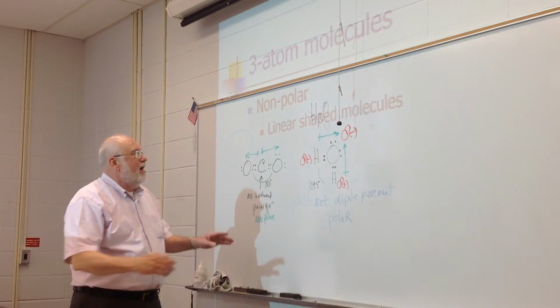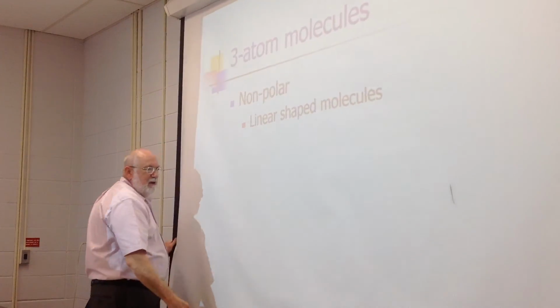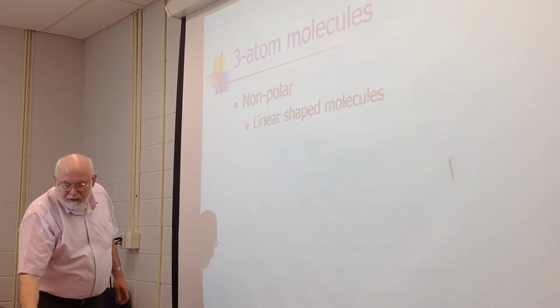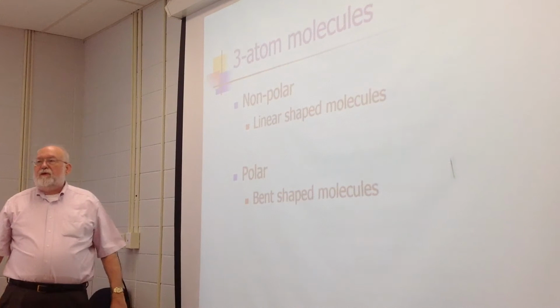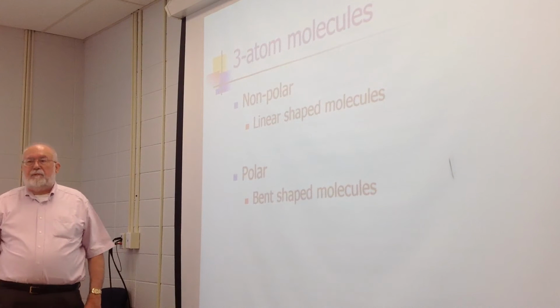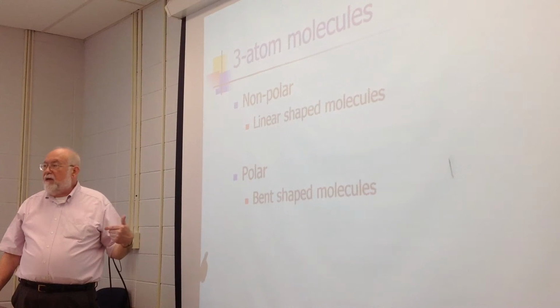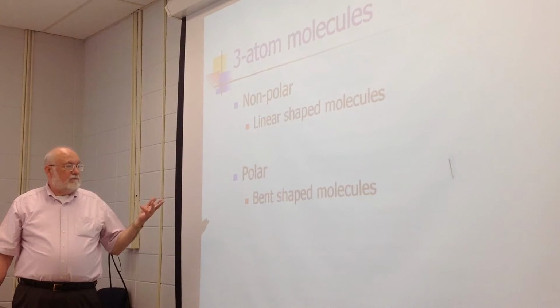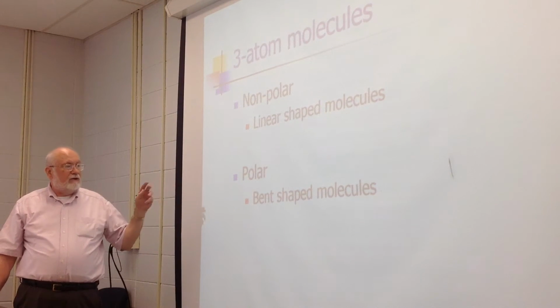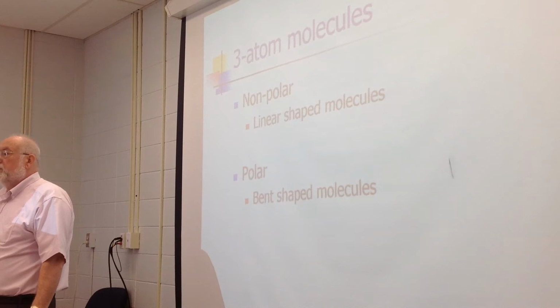All right, so let's see what we can do with the screen. The next line is something we really already talked about, because if they're bent, it is going to be polar, just like the water was. So, pretty simple. 3-atom molecules, if there are no unshared pairs on the central atom, it's a linear shape. If it's a linear shape, it's nonpolar. If it's a 3-atom molecule with 2 different elements, bent or nonlinear shaped, it's going to be polar, because the dipoles reinforce each other and give a net dipole moment.